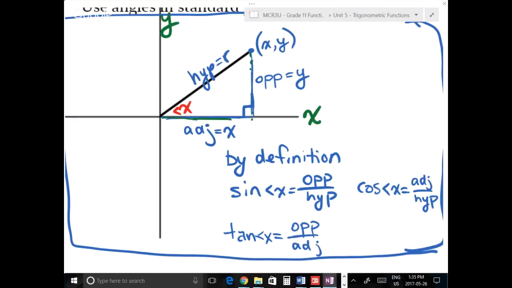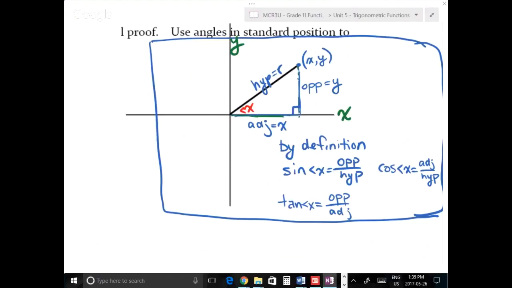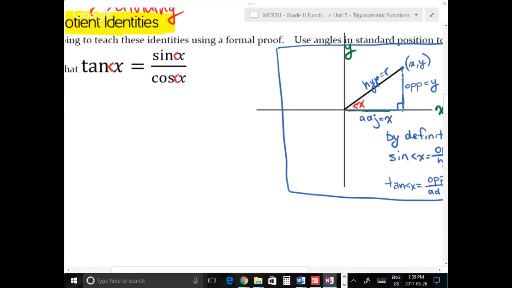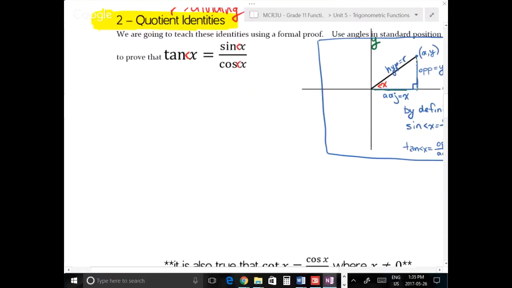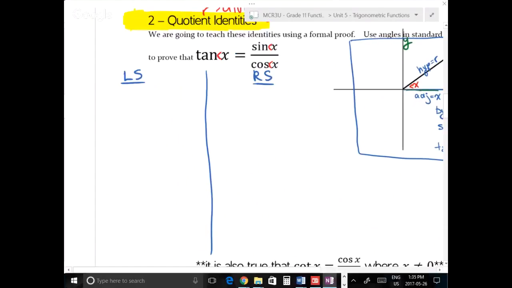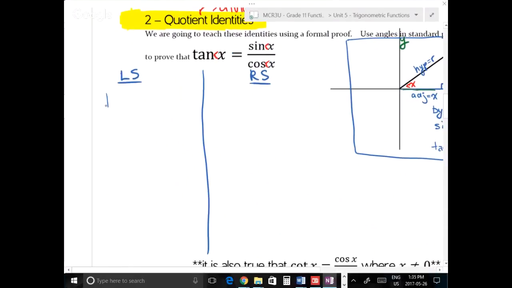How are we going to set every proof up? Left side, right side. Really good. And you're going to see me start to get progressively lazier. I usually just do LS, RS. Okay, so let's start with the left side. The left side in this case is the tangent of our angle.